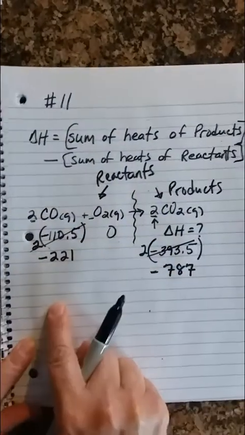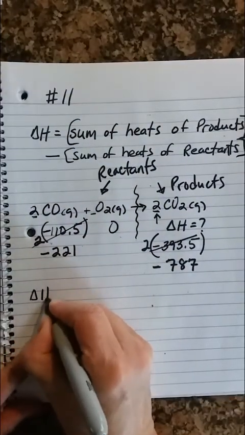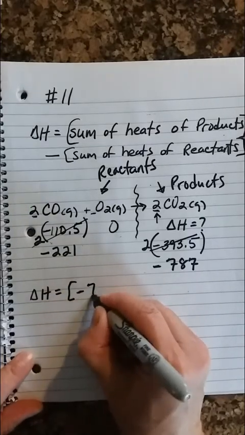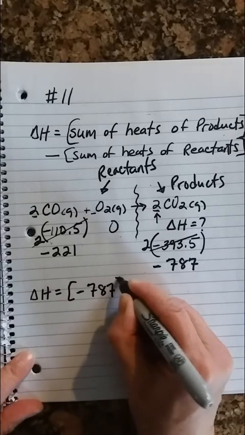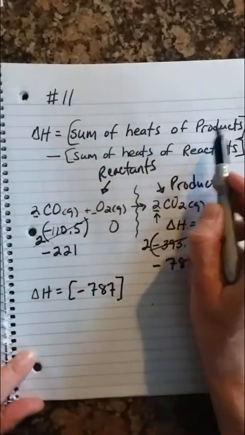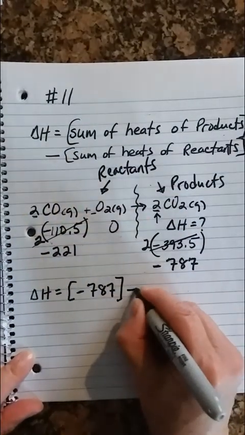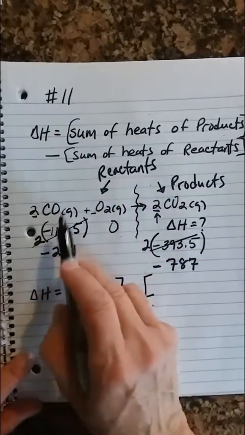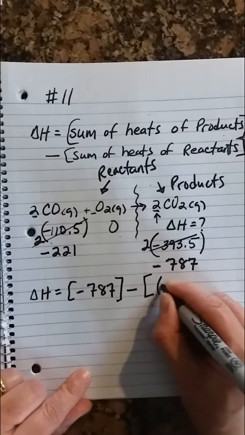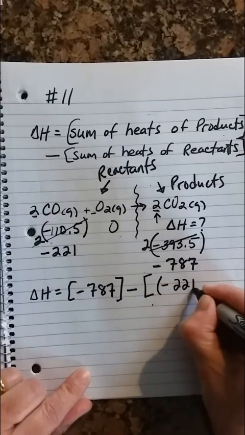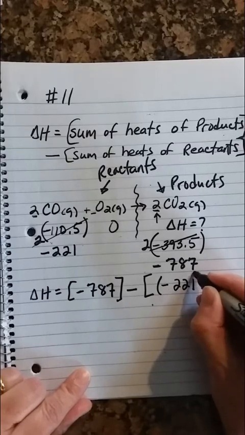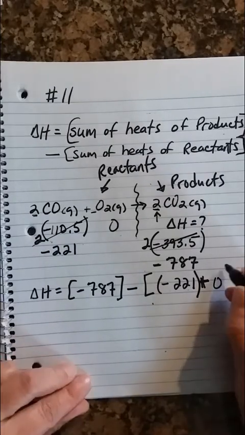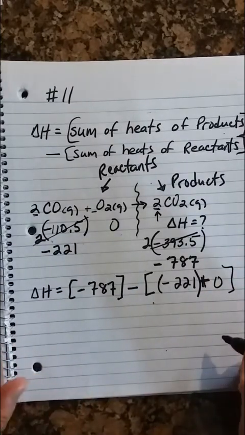All right, so I'm going to start over here. So delta H is equal to, and I'm going to put it in a bracket because sometimes there's more than one, negative 787. That's the only one I have. So that's the sum of the products minus, I'm going to do another bracket, the sum of the heats of the reactants. So here's CO, negative 221 plus, oops, I can put that little parenthesis there, and then this is 0. I really don't need to include the 0, but just to show you. And then I can just plug all that into my calculator.